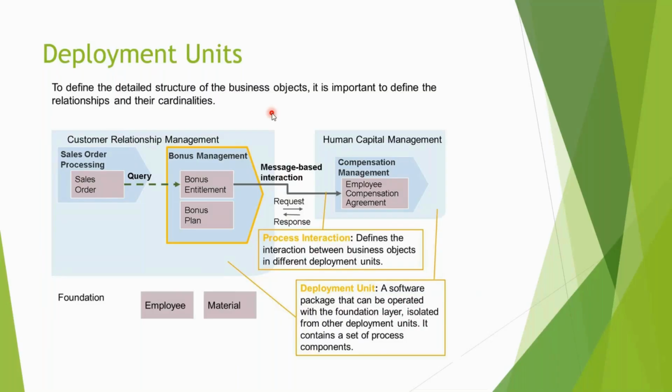Maybe once we get to the concept of internal communication, I will show it in the back end so it would be easy to understand. For now, just remember we have three foundation layers in C4C: customer relationship management, foundation, and human capital management. The significance is just to group related entities into a single container. That's the main thing of deployment units.